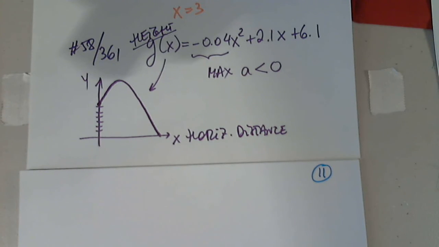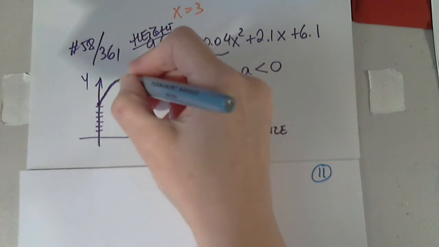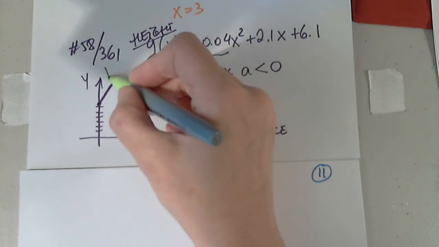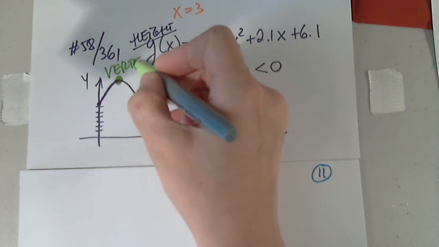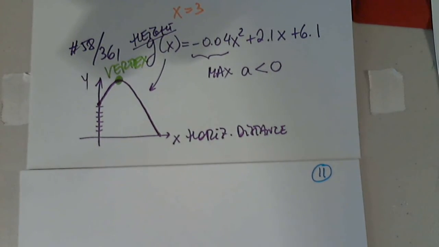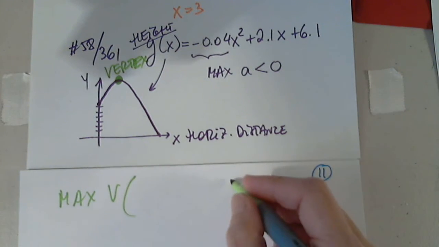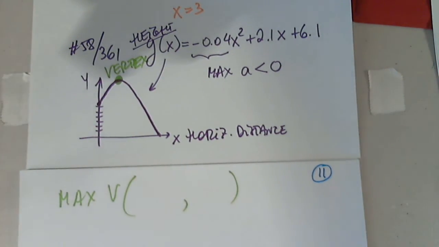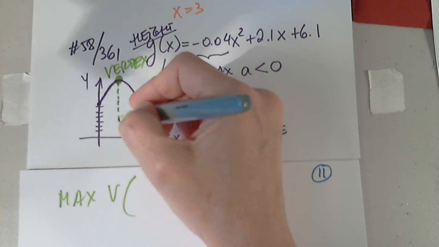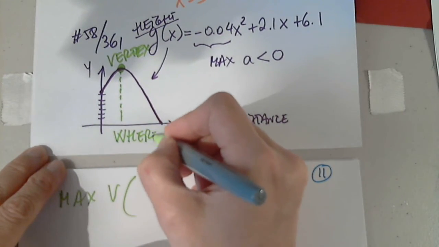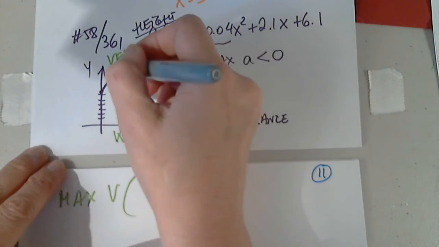We're asked to determine this point, which is called, only for quadratic functions, how is it called? The vertex. Only for quadratic functions. So it's the maximum. So we know it's a maximum. And how do I find the coordinates of the vertex? This will tell us where, right here. And this will tell us how much.